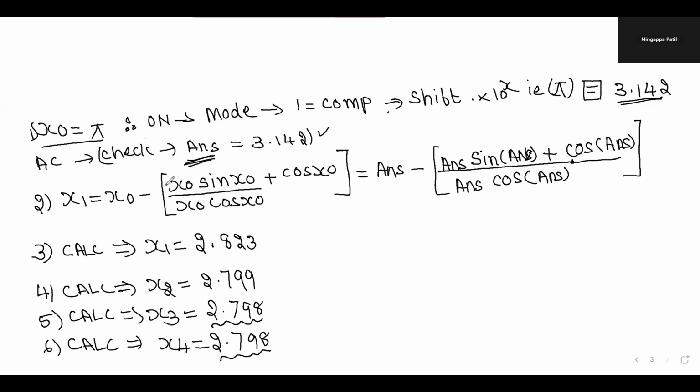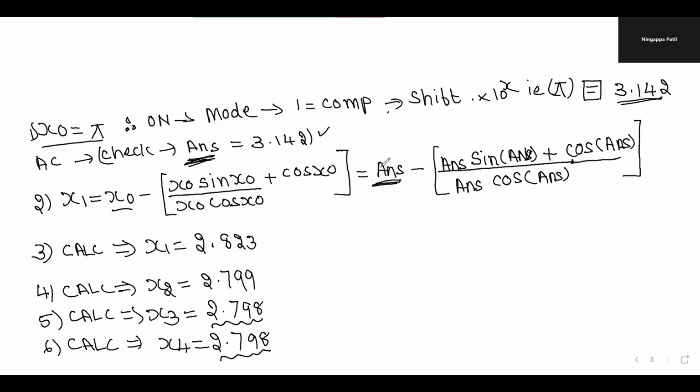Remember. Then look here. I have to find out the x1 value. x0 minus x0 sine of x0 plus cos of x0 divided by x0 cos of x0. Now you have to put here the x0 value, that is 5. Don't do that. Say, where is the x0 value? In the answer button. Therefore, look here, x0, where you have stored, you write the answer.